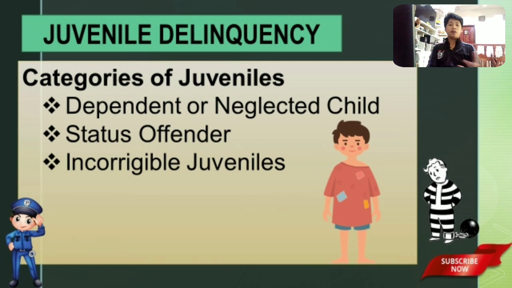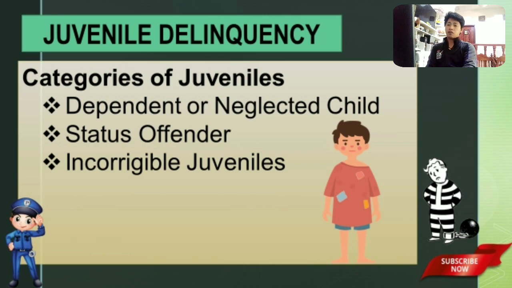Like for example, they are the one who commits crime. Sila mismo yung nagko-commit ng crime. They are still child at risk, but then you will have a separate intervention with regards to those children. Para mas maipaliwanag ko, pag-usapan muna natin yung tatlong category. We have here the category of children or juveniles.